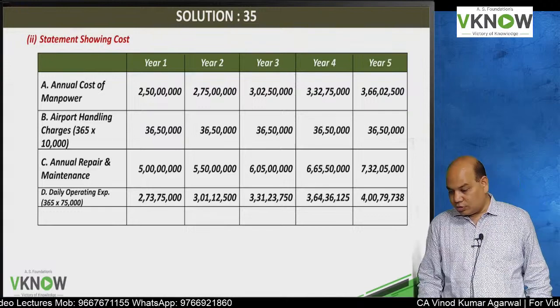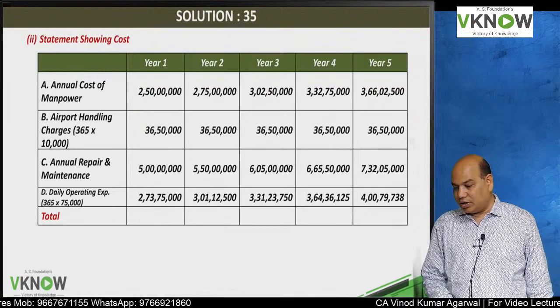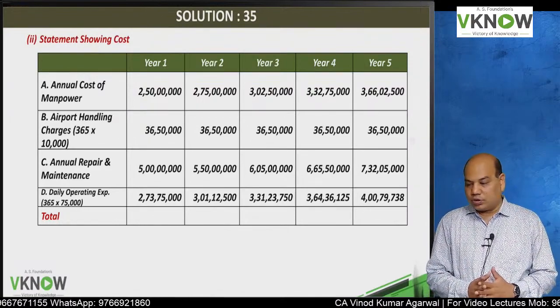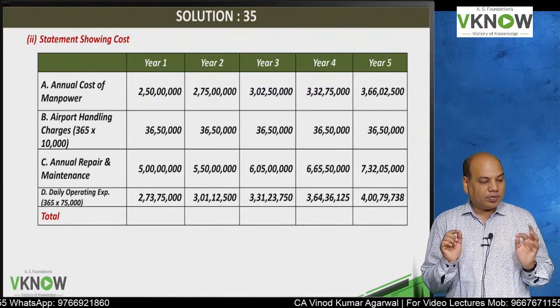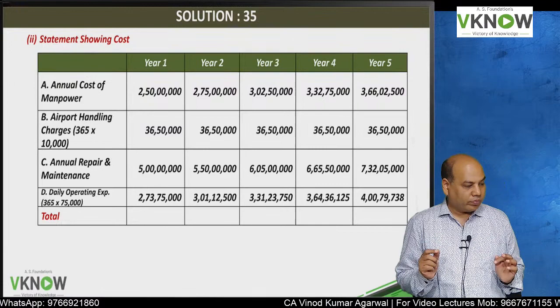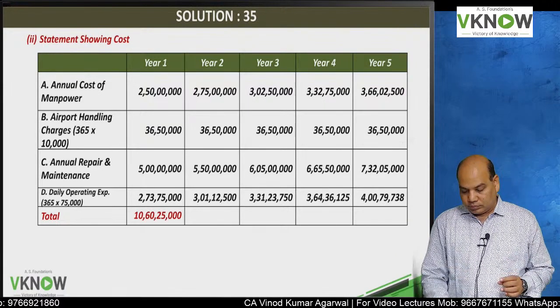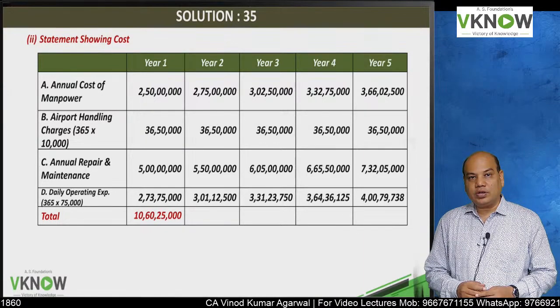Is it correct? Now you have to take the total. Just add A, B, C, D. Take the total, first year. Lengthy question. If it is asked, you will get 8 to 10 marks if you are well prepared. So please tell me total of the year 1. 10 crore 60 lakh 25,000. Is it correct?